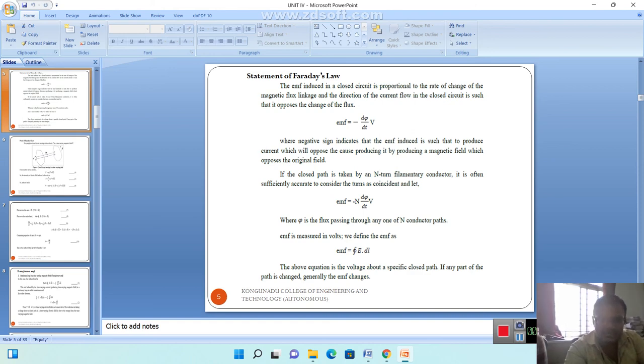Then the next step is to calculate for the N-turn filamentary conductor. If the closed path is taken by an N-turn filamentary conductor, then this equation comes: EMF is equal to, with the same minus sign, N, for the N-turn filamentary conductor, into dΦ divided by dt, in volts. The EMF is measured in volts. We define EMF as the closed loop integral of E dot dl. Thank you.